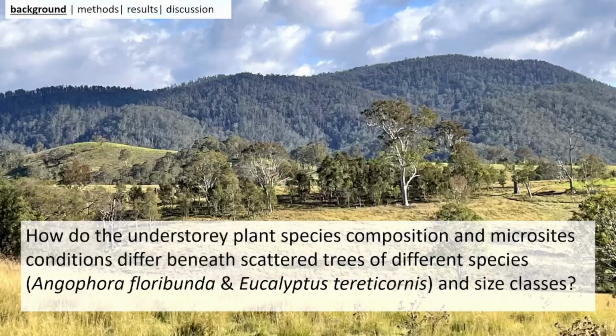So the overall goal of my study was to see how understory plant species composition and microsite conditions differ beneath scattered trees of different species and different size classes. Based on the hypothesis I mentioned before, I was particularly interested in Angophora floribunda, but I also wanted to compare it to other tree species, so I looked at Eucalyptus tereticornis because that's one of the most common trees in these woodlands. And then I was also interested in looking at different sizes of trees because potentially some effects might only be present at trees of a certain size.